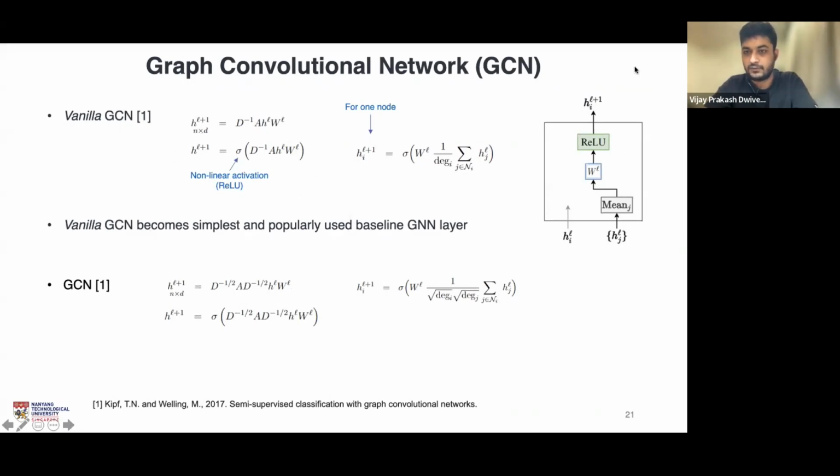So if we understand it in terms of a building block, this is simply taking all the neighbor information, taking the average of the neighbors, passing it to a weight function and nonlinear activation, and we have a feature update for the next layer. So this is very simple. It's very easy to understand. This becomes a vanilla graph convolution network.